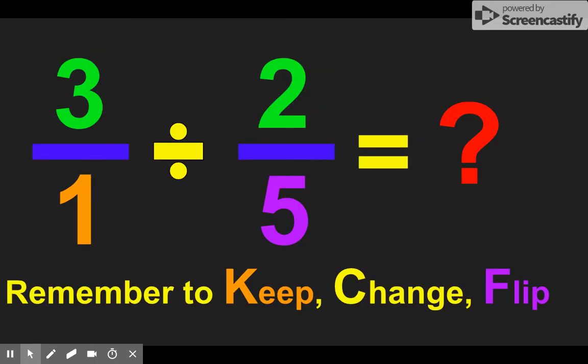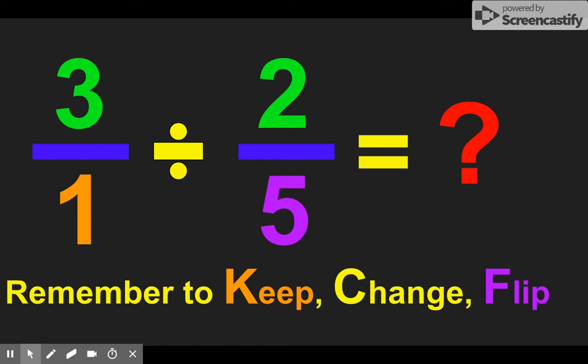Let's go back and look at our problem now. We have 3 over 1 divided by 2 over 5. Hopefully you remember to keep, change, and flip. You should just take a minute and work on this problem, and then we'll look at it together. All right, did you get it?